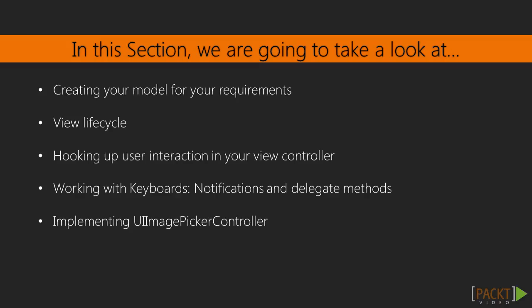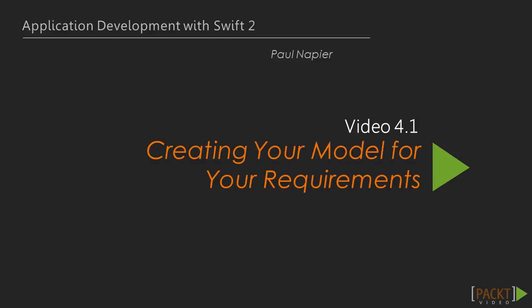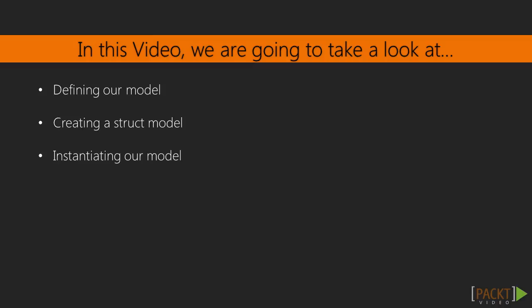After that, we're going to hook up all of your user interaction on your user interface into your view controller. Then, we'll have a look at how we can work with the keyboards, accessing notifications and delegate methods. And finally, we'll implement the UI image picker controller so that we can actually access images. So now we're going to create the model for our application. We're going to begin by defining what our model actually is. Then we're going to create a struct. And finally, we're going to look at how we can instantiate our model.